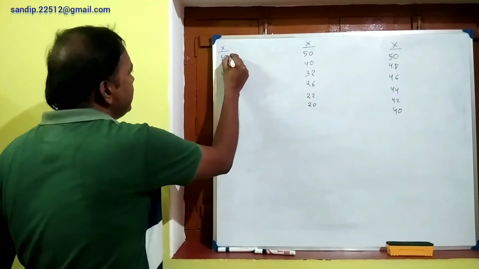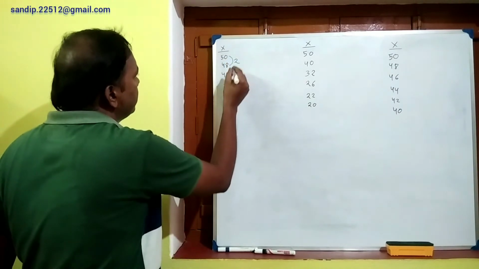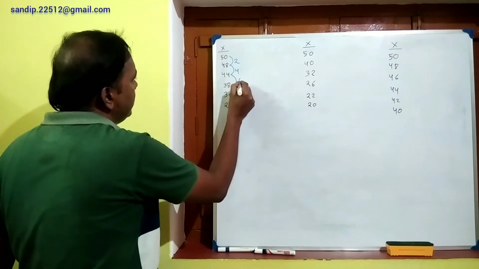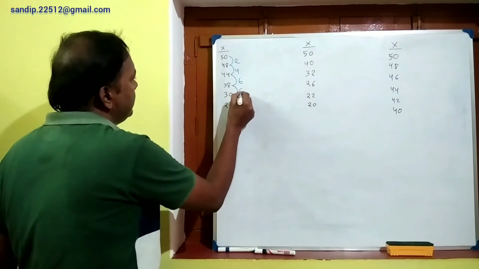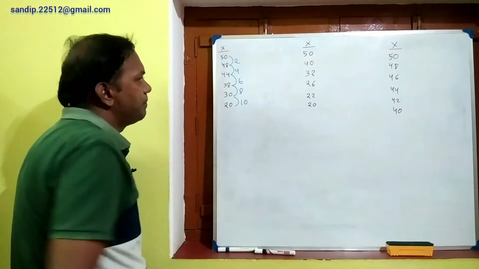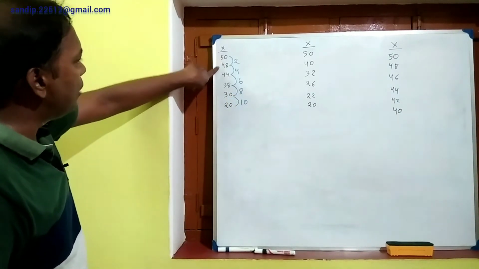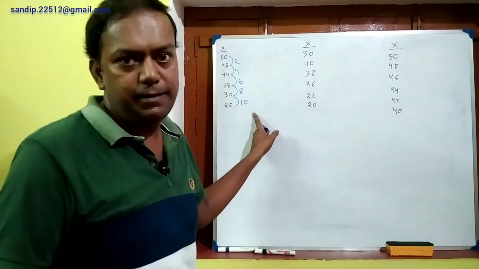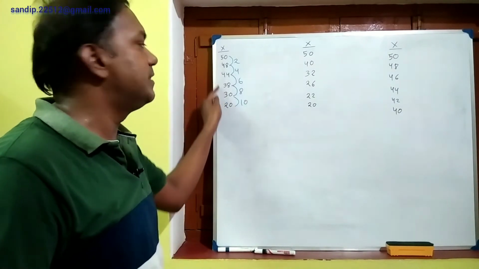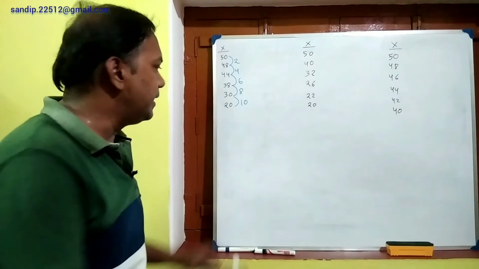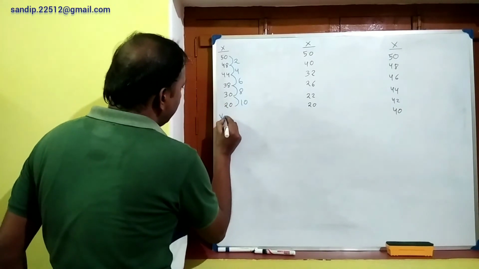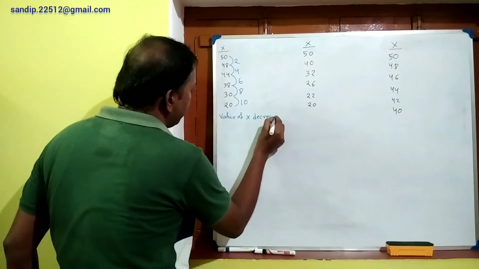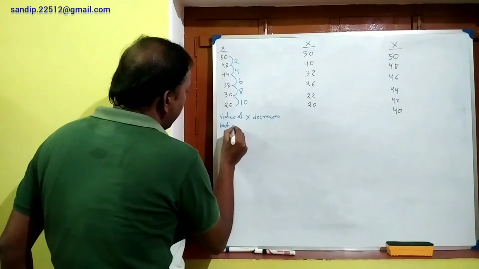See here X has first decreased by 2 units, then X has decreased by 4 units, thereafter it decreases by 6 units, after that it is 8, after that it is 10. Means what? These values are decreasing but at increasing rate. The value of X is decreasing but at increasing rate. Means I can say that the value of X decreases but at increasing rate.